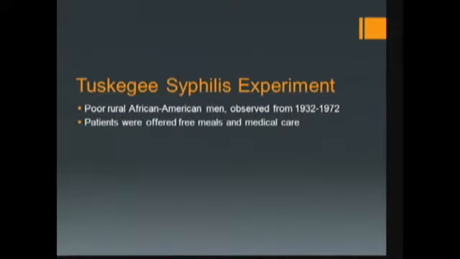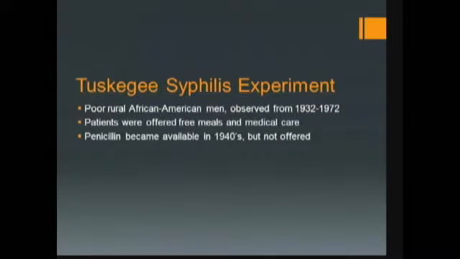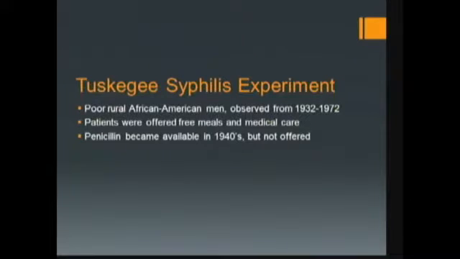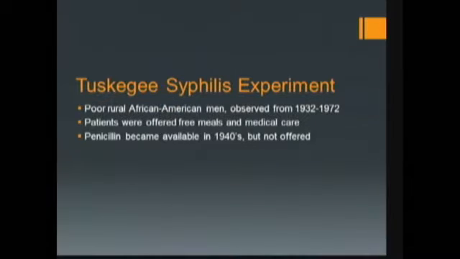There had been some previous studies done in Europe that had basically already answered all these questions, but they wanted to see if the findings were the same in African Americans. Well, interestingly, in the 1940s, penicillin became available. So now you have an observational study for a disease for which there is a treatment, and there's actually good documentation that even at the highest levels at the CDC, there was a conscious decision to continue the study, knowing that there was a treatment available.